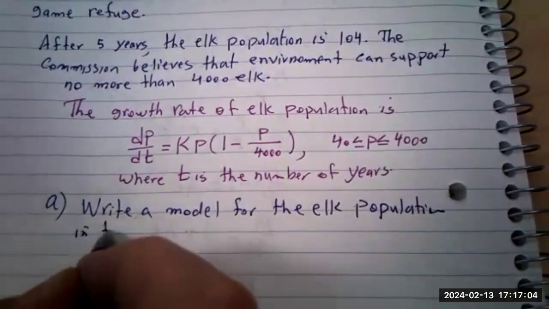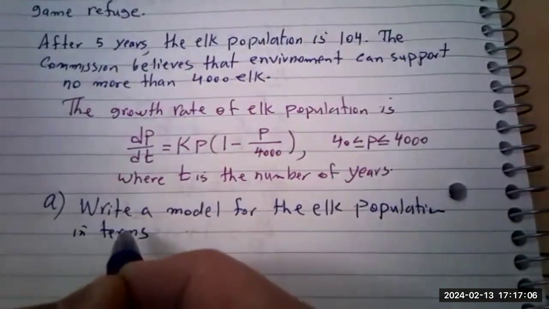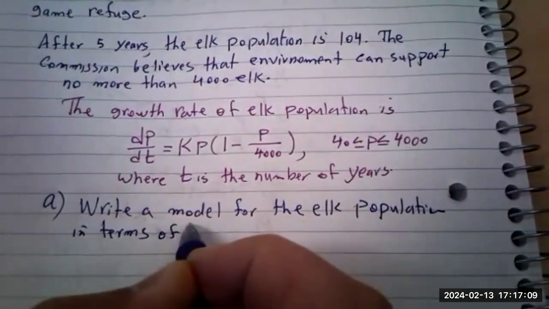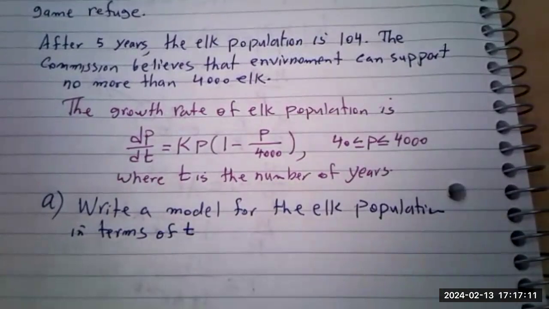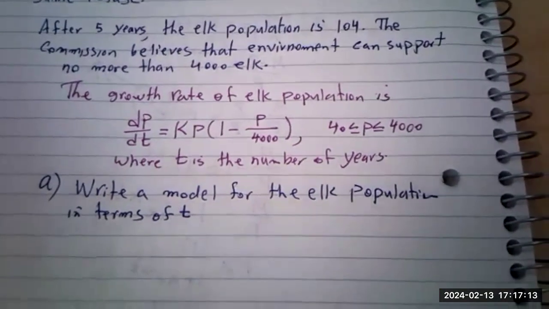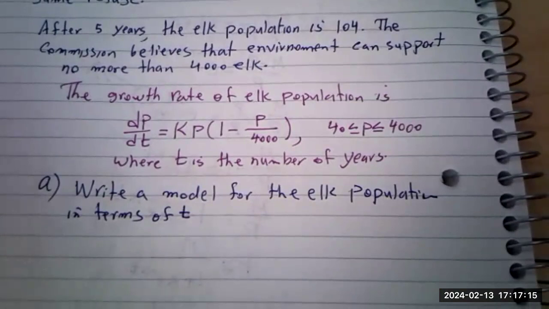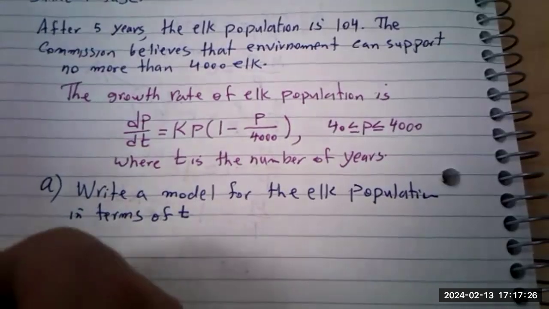In terms of T. So basically this means find P of T. You recognize this is going to be a logistic equation and you already got the formula for P of T, the formula that we proved: P of T equals M over 1 plus A e to the negative KT. That would be your model. Okay, that's step one.